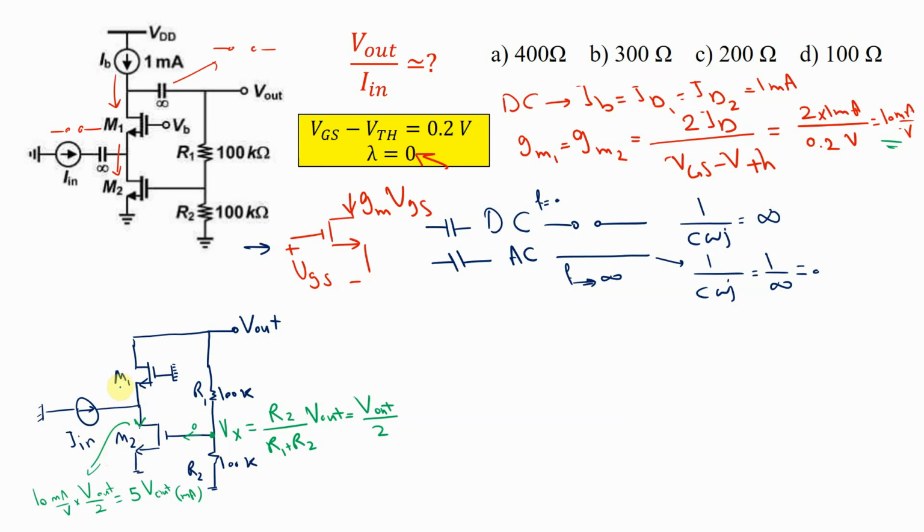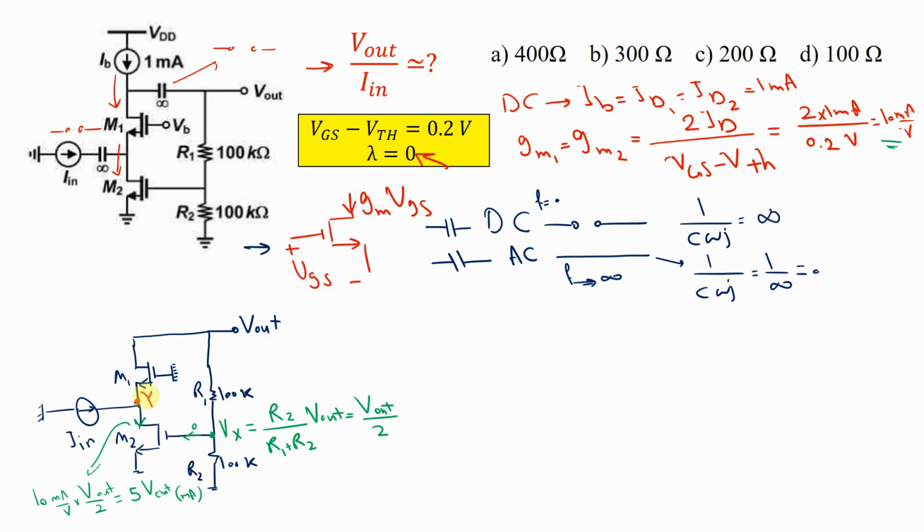And now how about M1? Let me change the color for M1. Here this is the gate voltage, grounded. How about this voltage? How can we define this voltage? For example, you can set that this voltage is equal to a new variable such as Vy. Now I'm gonna extract a new formula for Vy relating to these parameters, because we're looking for Vout divided by I in. So it's better, if you define new parameters, to somehow relate them to the Vout or I in. This is really important.